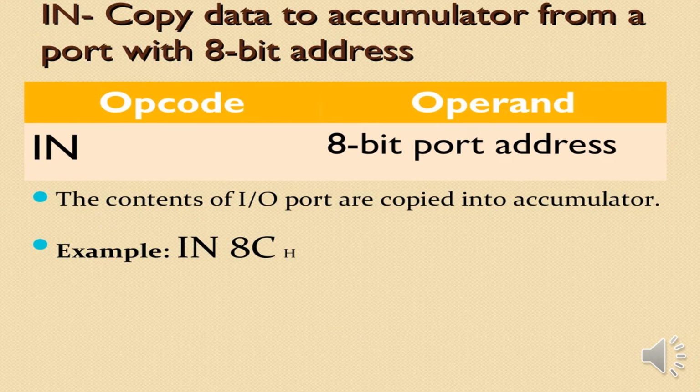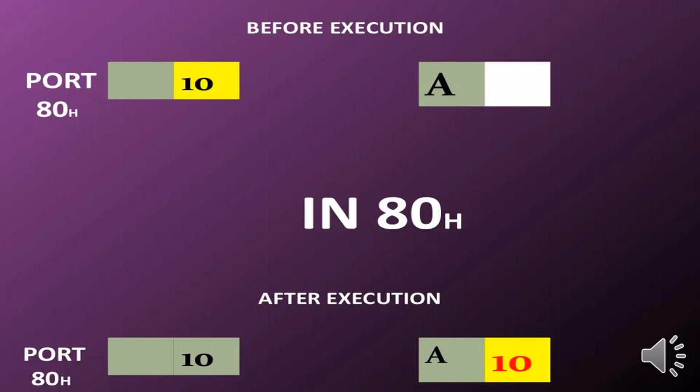So with an 8-bit port address, the content of the IO port is copied into the accumulator. So IN 8CH means 8C is a port address, and its content is copied into the accumulator. So this is a port address. Before the execution, the port address 10 is loaded, but the accumulator holds any data before the instruction IN 80H. 80 is not data, 80 is the port address. So the port address 80 value is copied into the accumulator.